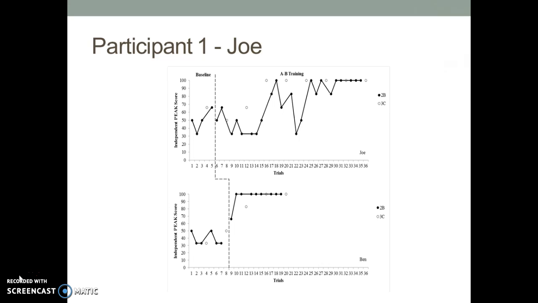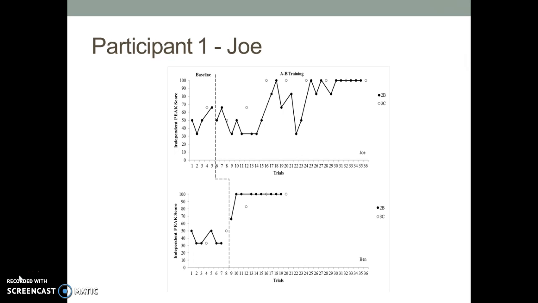Moving on to the results, we'll start with participant 1, Joe, who's the top portion of this graph. His baseline consisted of 4 trial blocks of 2B and 1 trial block of 3C. You can see that the closed data points are 2B and the open circles are 3C. Those were just the probes.